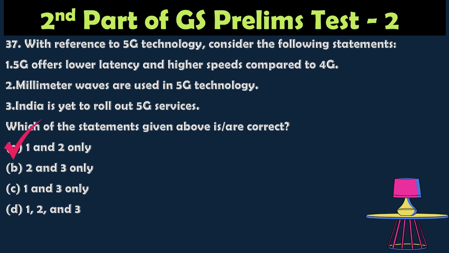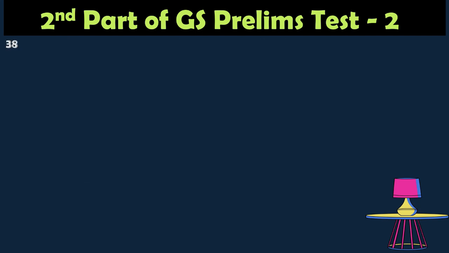The correct answer is 1 and 2 only. 5G provides a lower latency and a higher speed than 4G, improving connectivity for various applications, so statement 1 is correct. 5G technology actually uses millimeter waves, which have high frequency and give faster data, so transmission will be high. So statement 2 is also right. India launched 5G services in 2022, so statement 3 is wrong. So option A is correct, 1 and 2 only.